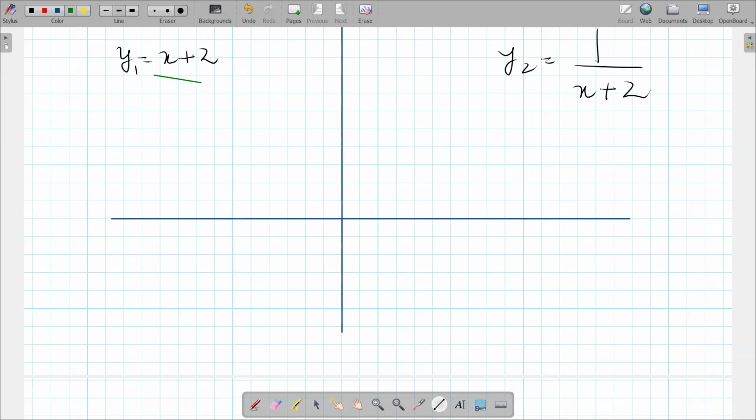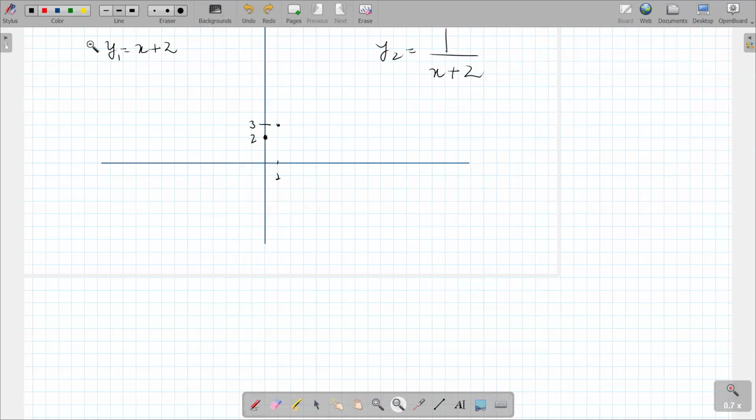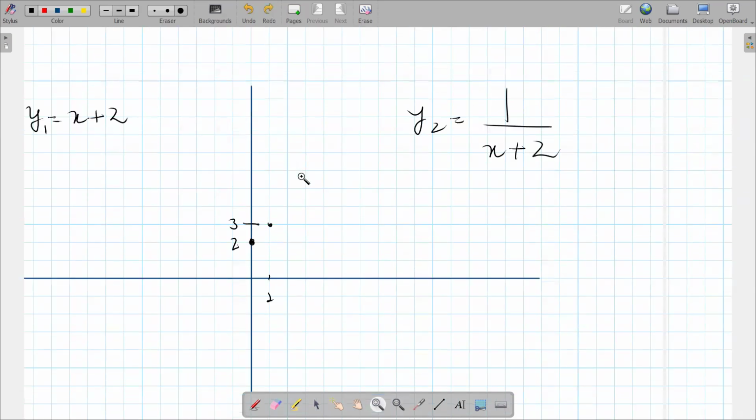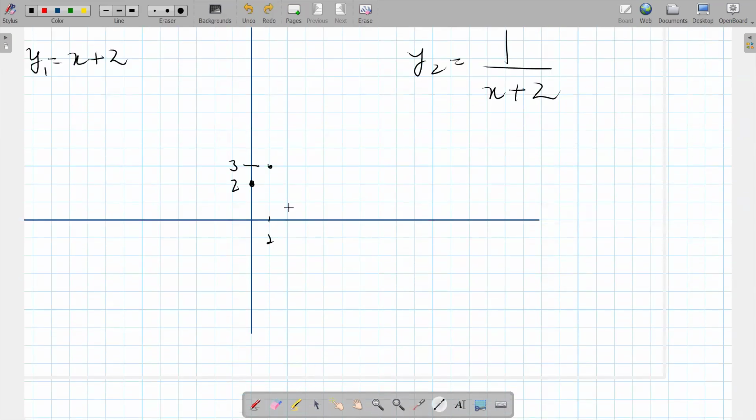This function. Where's the y-intercept? 2. What's the slope? 1, right? So it goes up by 1 unit, goes across by 1 unit. So your x plus 2 is very easy to graph. It's just a straight line. Let me just zoom into this. And it goes like this in both directions.